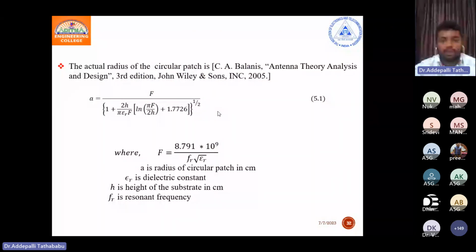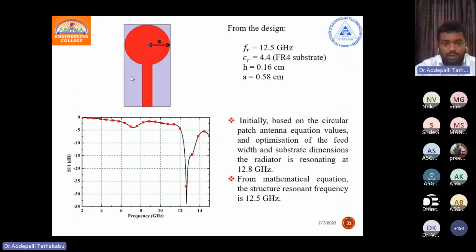Yeah. And one more standard equation in designing antennas is for circular patch antennas. This is the A, the radius of the circular patch. F is one type of parameter that depends upon FR, the resonating frequency. Similarly here also, the resonating frequency and epsilon R, the permittivity of the substrate. First you have to calculate the F value, then substitute here, then you can get the A. Epsilon R, H, and FR we know, so you can calculate it easily here. I substitute all the values, the height and the A value, and finally I got the result here, 12 point something.